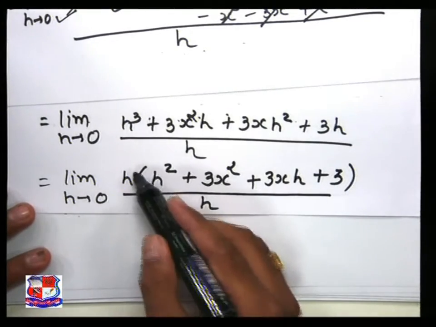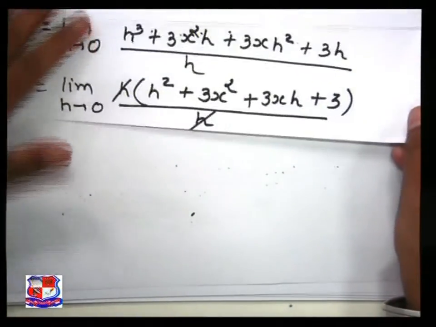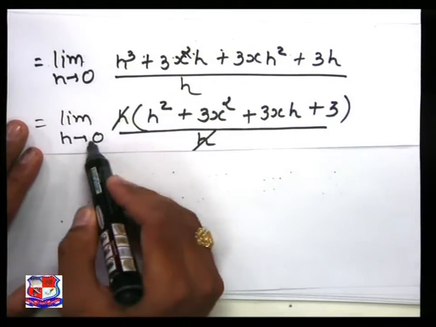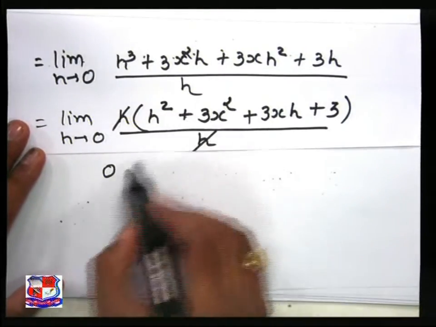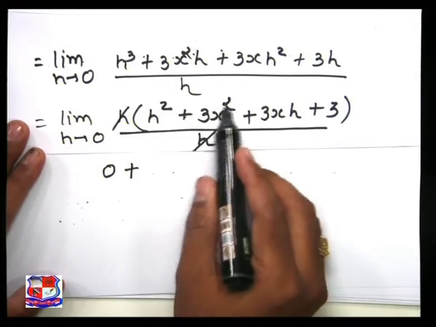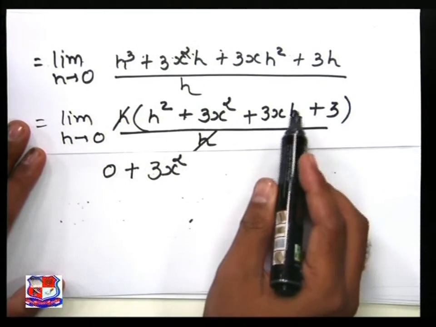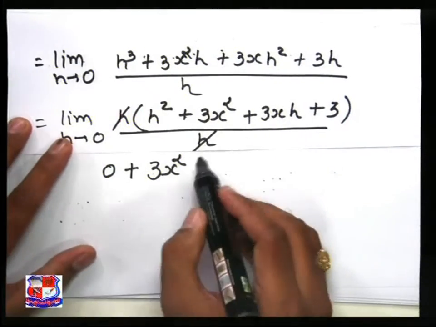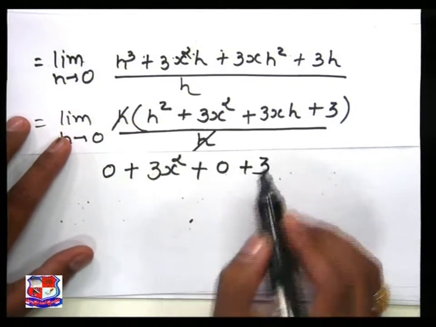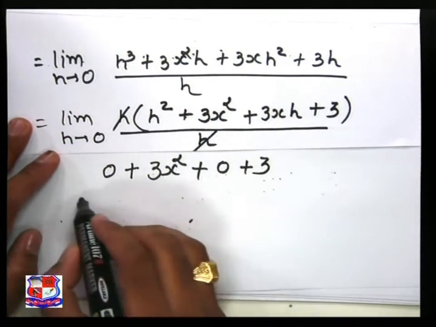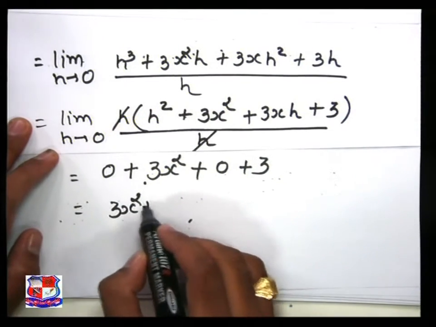Now again we can say this h and this h cancel out, and now it's time to apply the limit. Limit h tends to 0: applying it, h square becomes 0 square, that is 0, plus 3x square, no h value, that we call a constant, 3x square, plus 3x into h replaced by 0, that becomes 0, and the remaining value plus 3 we can write as it is, no h. So the answer is 3x square plus 3.